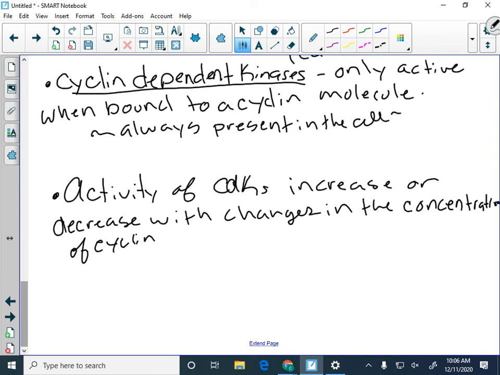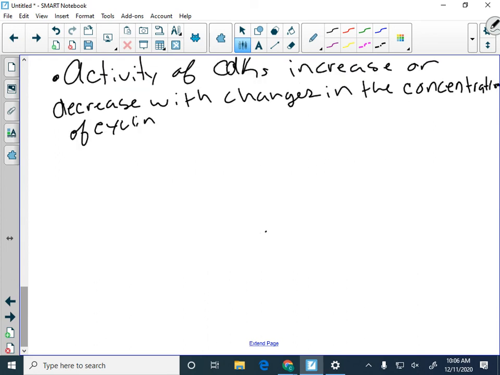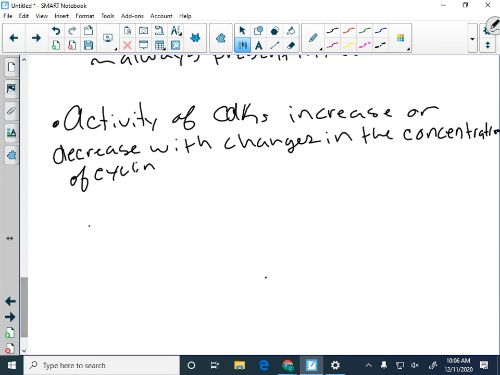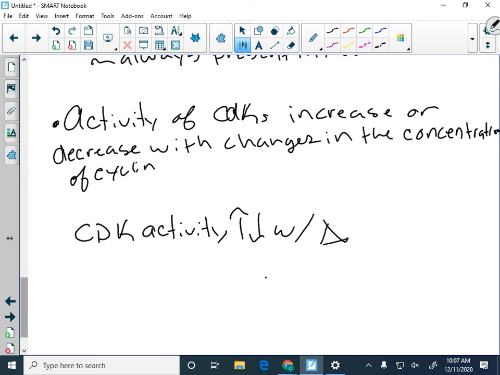If you are a fan of shorthand, I have this written in my notes as essentially hieroglyphics. My notes say CDK activity rises and falls with the changing concentration of cyclin. If you're a shorthand person.